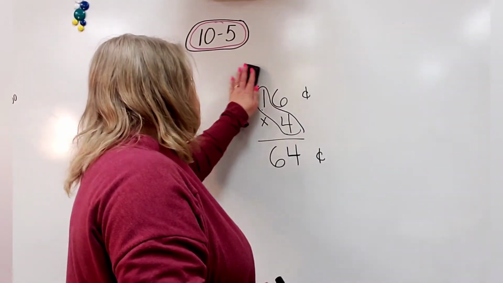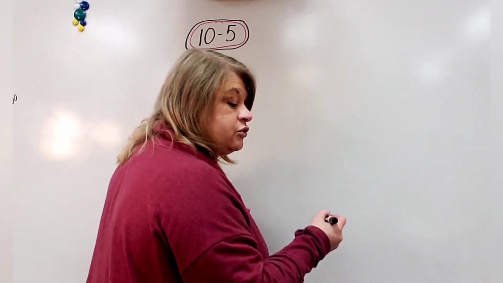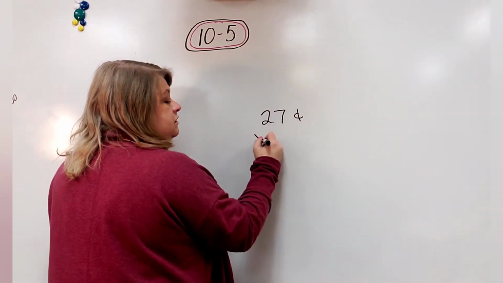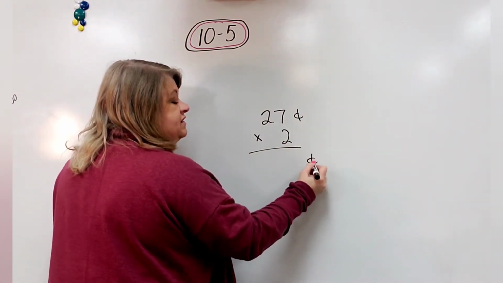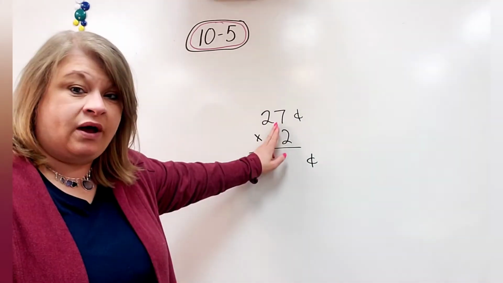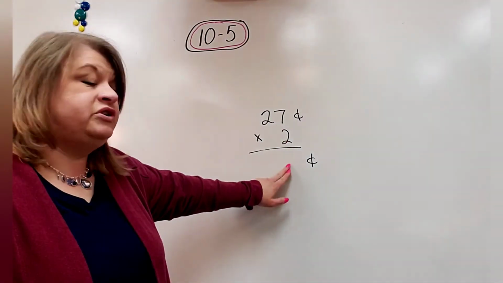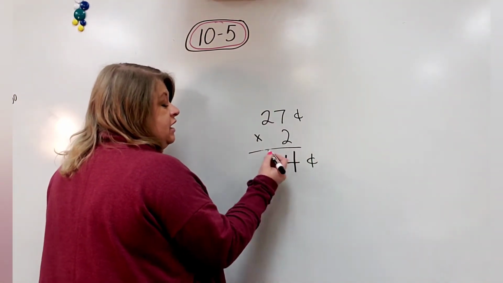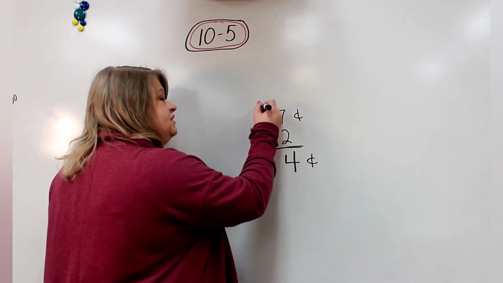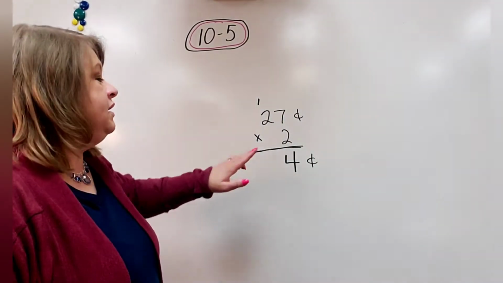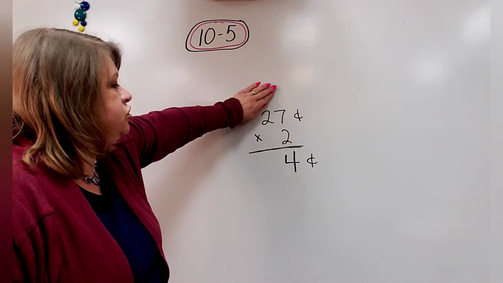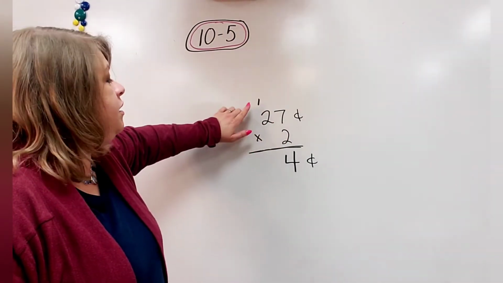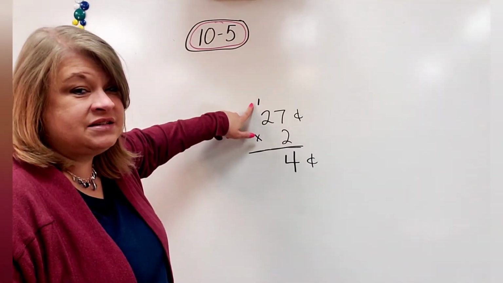Let's do another example. We're going to try 27 cents times 2. I'm going to bring down my cents. 2 times 7 is what? 14. What number do I put right here? I put the 4 because that's in the ones place. The 1 here means 10. I'm going to bring it up here. Okay? The next step is I'm going to multiply these two. Don't worry about that yet. Not yet. 2 times 2 is 4. I'm going to add this number, and that makes 5.